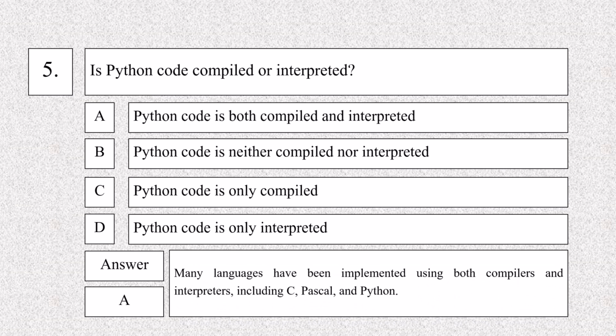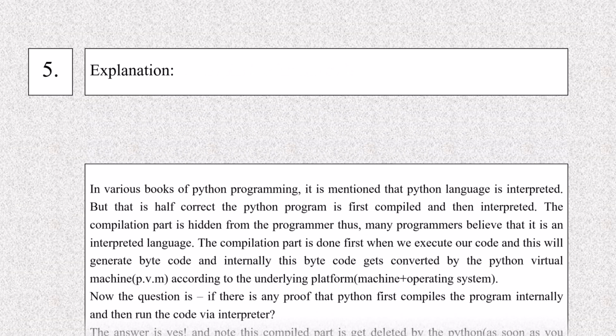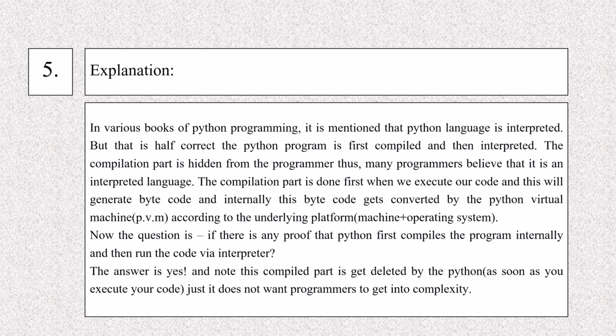Many languages have been implemented using both compilers and interpreters, including C, Pascal, and Python. For more explanation, you can see these lines or this explanation. So I'll read it for you. In various books of Python programming, it is mentioned that Python language is interpreted, but that is half correct. The Python program is first compiled and then interpreted. The compilation part is hidden from the programmer. Thus many programmers believe that it is an interpreted language.